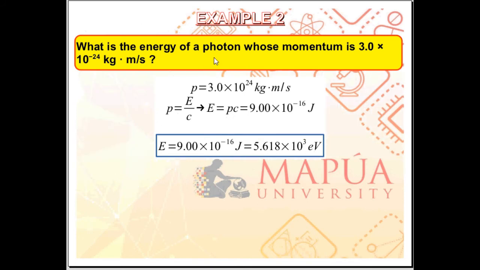What is the energy of a photon whose momentum is 3 times 10 to the negative 24 kilogram meter per second? A photon, a particle of light, is massless but it has momentum. A photon is a massless particle. It can exist for as long as it has energy and momentum. So p is equal to E over c.